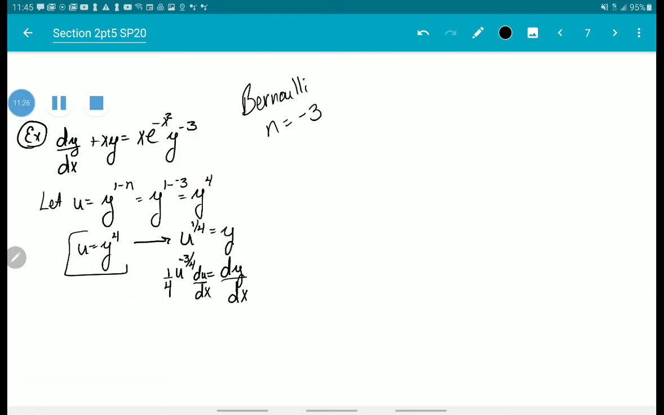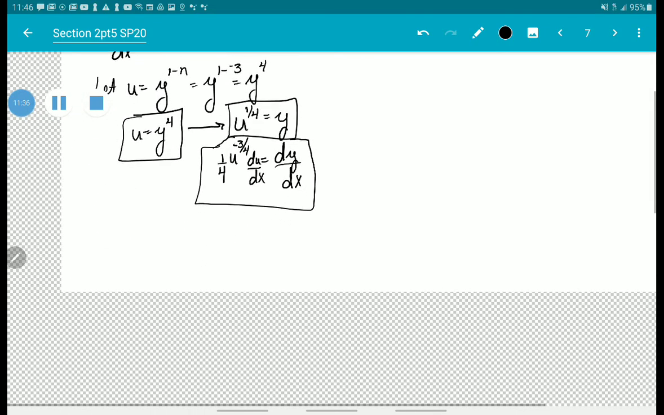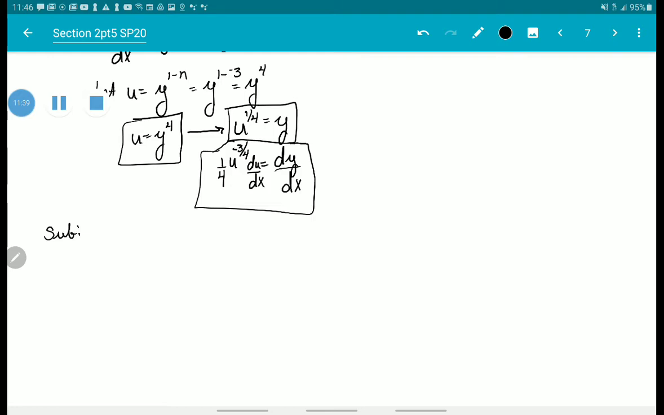So now we have some substitutions. We have a substitution for y and a substitution for dy over dx. So now let's make those substitutions into our differential equation. So we have dy over dx, which is 1/4 u to the negative 3/4 times du over dx, plus x times y, but y is u to the 1/4. And that's going to be equal to x e to the negative x squared times y to the negative 3. And our y is u to the 1/4.